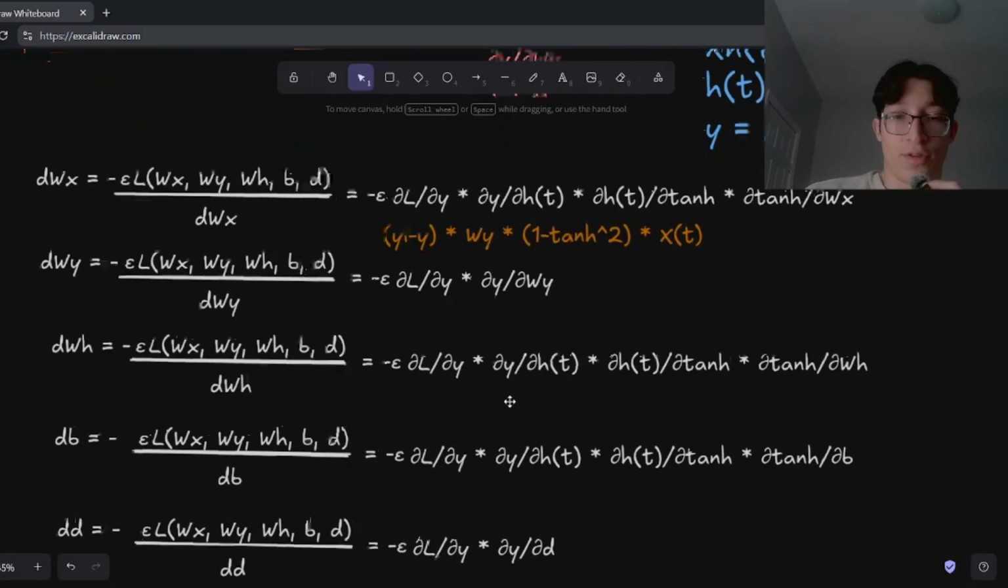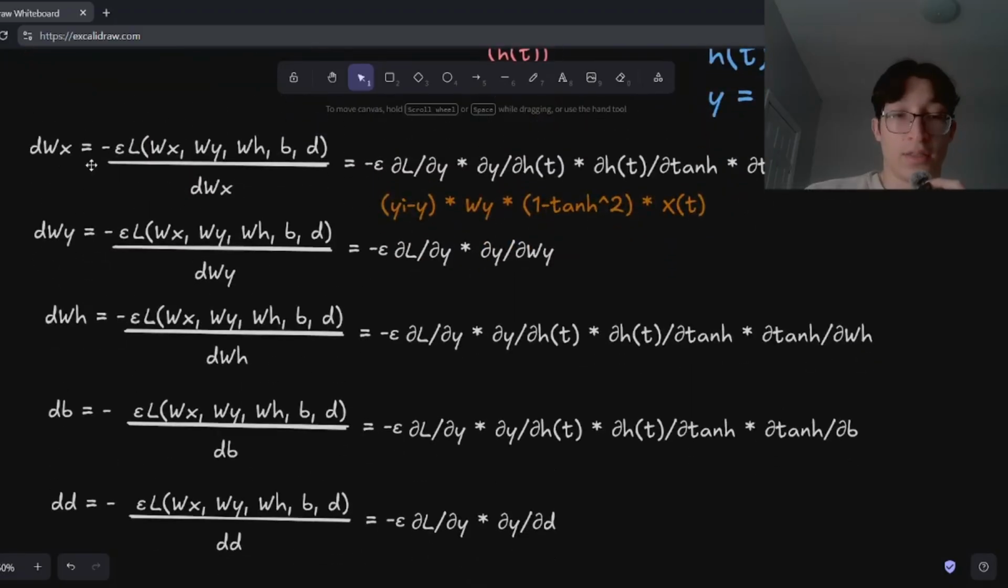And the reason why Wx is not affected by the hidden state is because at no point do these weights ever affect the hidden state. But for example, with something like Wh, which are the weights of the hidden state, these derivatives here are actually reflective of the hidden state at a specific time step. So I'll leave you guys to do that by yourself.